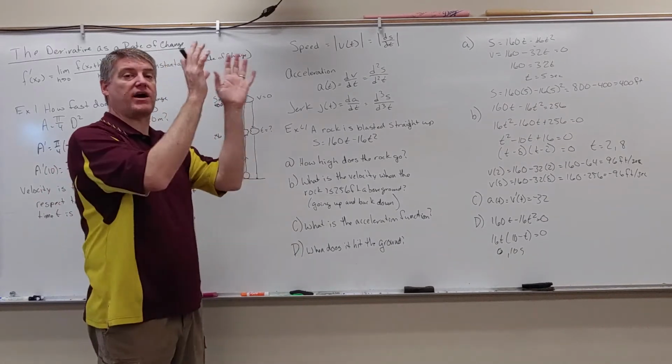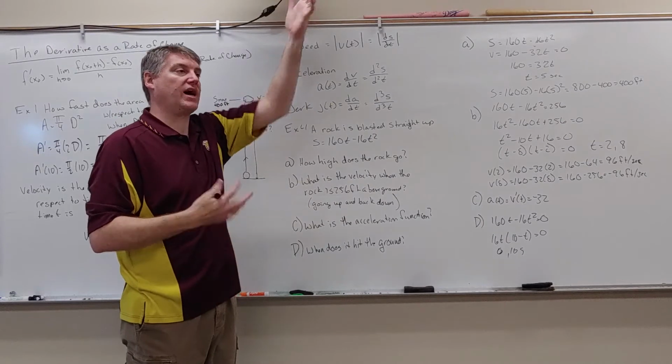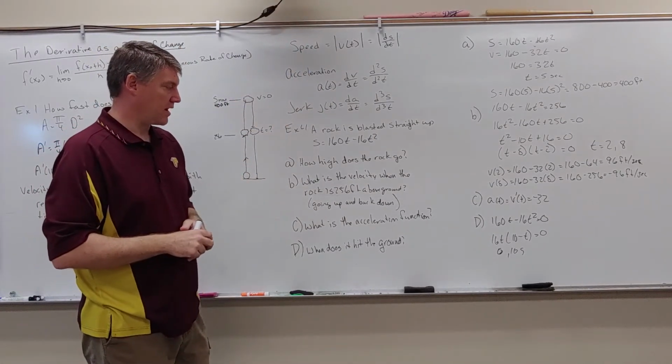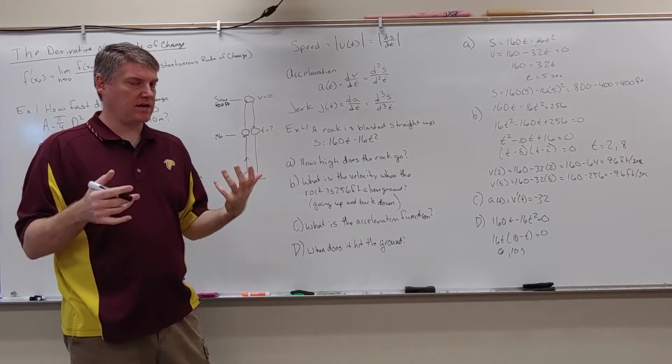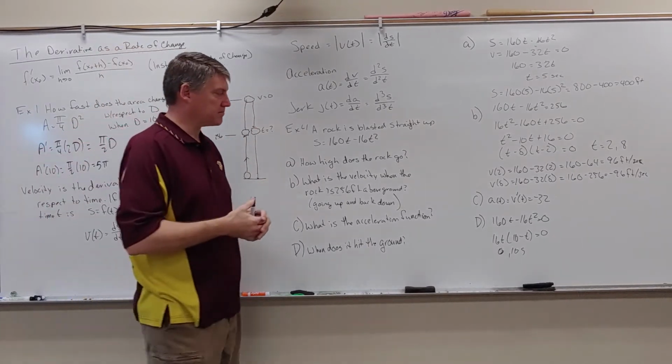So positive value is going up, right? I'm looking at how fast it's traveling up. Coming back down, it's going to have a negative velocity. Okay, and it should make sense that they are the same because remember, parabolas are symmetric.